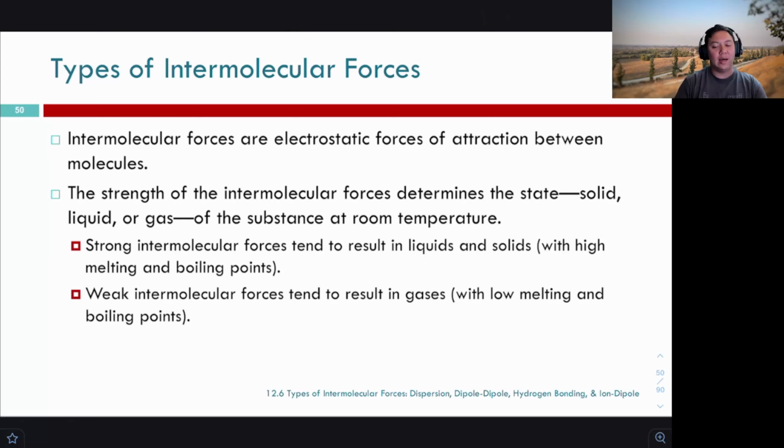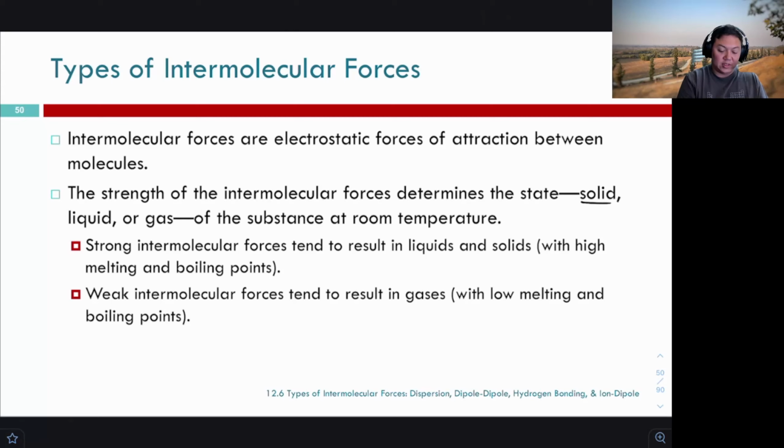We talked about why the temperature doesn't change when you're melting something or when you're boiling something. It's because all of the energy goes into overcoming those intermolecular forces. And things boil at different temperatures because of intermolecular forces. So these forces are electrostatic forces of attraction between molecules. The strength of the intermolecular forces determines the state.